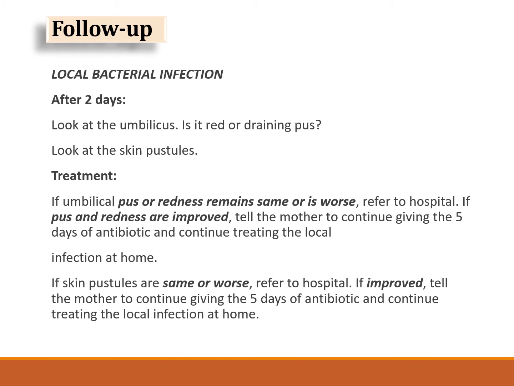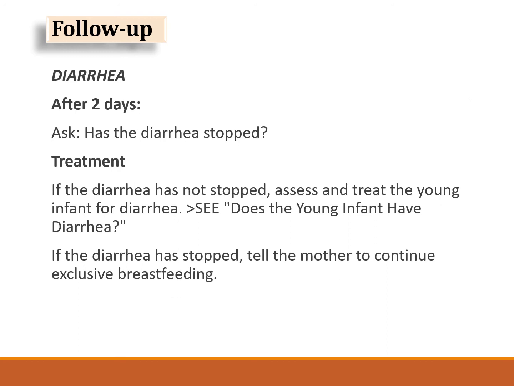If skin pustules are the same or worse, then refer the patient to the hospital. However, if it improves, tell the mother to continue giving the 5 days of antibiotic and continue treating the local infection at home. Now, follow-up care for diarrhea. After 2 days, you ask, has the diarrhea stopped? If the diarrhea has not stopped, then assess and treat the infant according to their classification. If the diarrhea has stopped, tell the mother to continue exclusive breastfeeding.